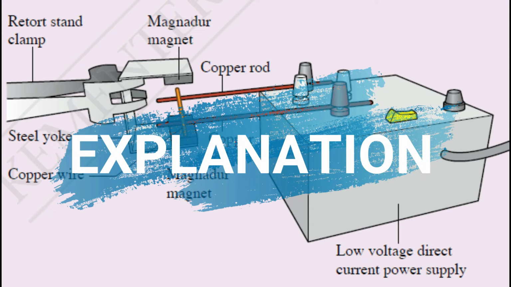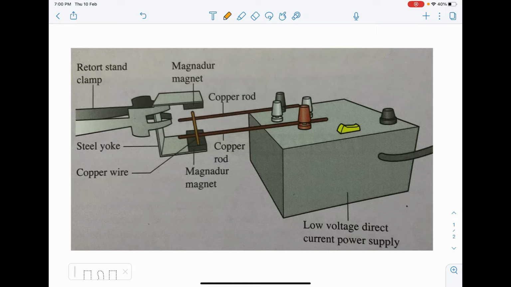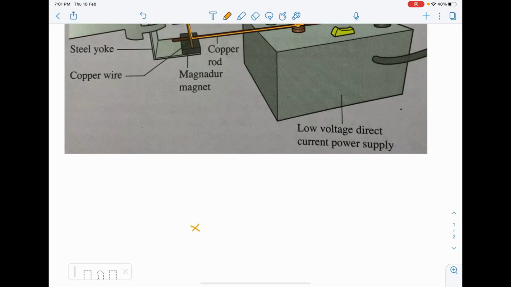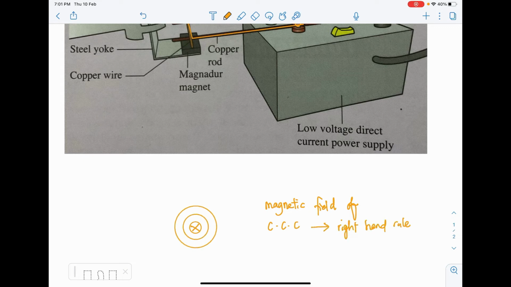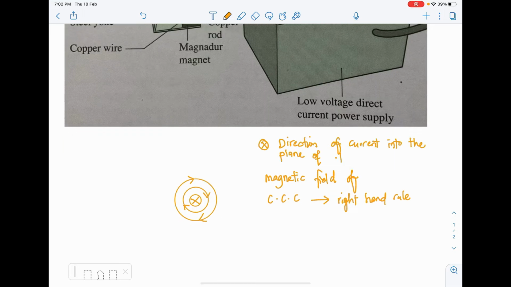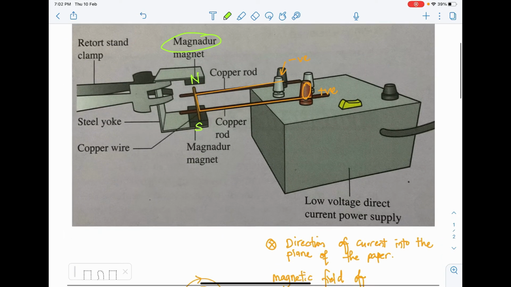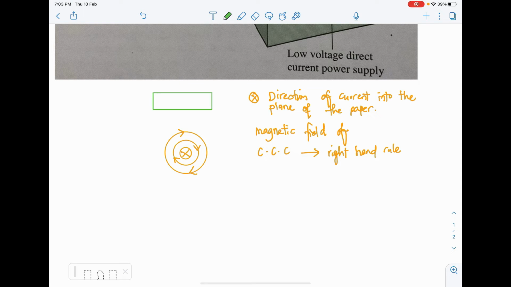For this explanation, the terminals of the battery have been changed. Current flows from the positive battery terminal to the negative. For this diagram, the direction of current is into the plane of the paper. Thus, we can determine the magnetic field of the current carrying conductor by the right-hand rule. And we can determine the magnetic field of the magnet, which is south.